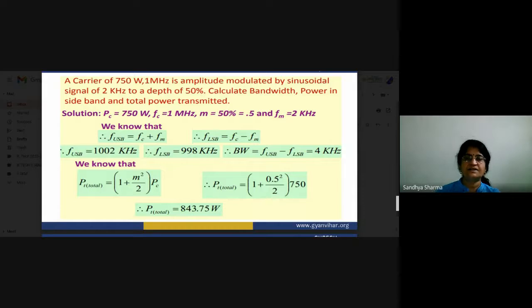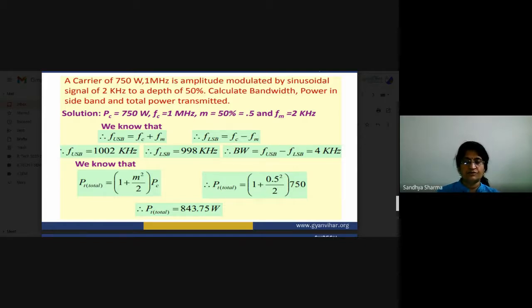We can see here that the USB upper sideband frequency is equal to Fc plus Fm, and the LSB lower sideband frequency is equal to Fc minus Fm. So we can calculate the upper sideband and lower sideband. And what about the bandwidth? Bandwidth is equal to the difference USB minus LSB. So from here you can calculate the bandwidth.